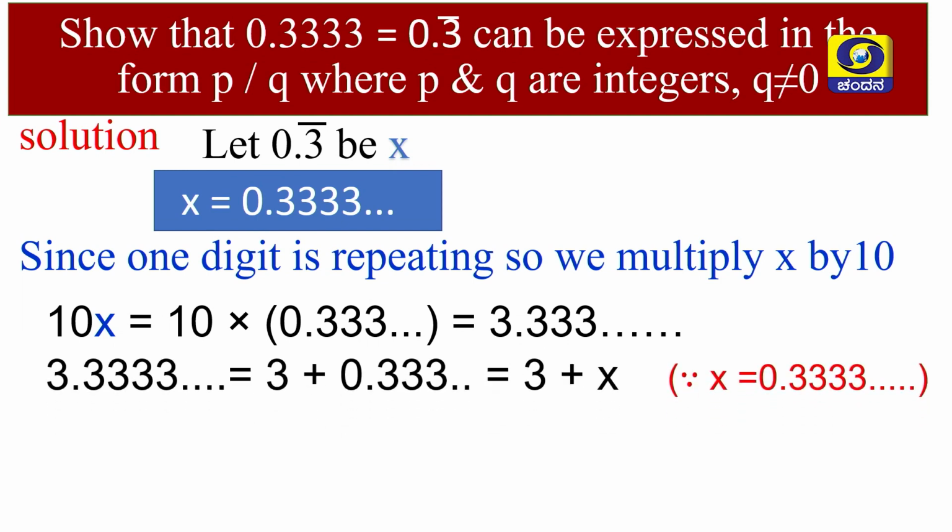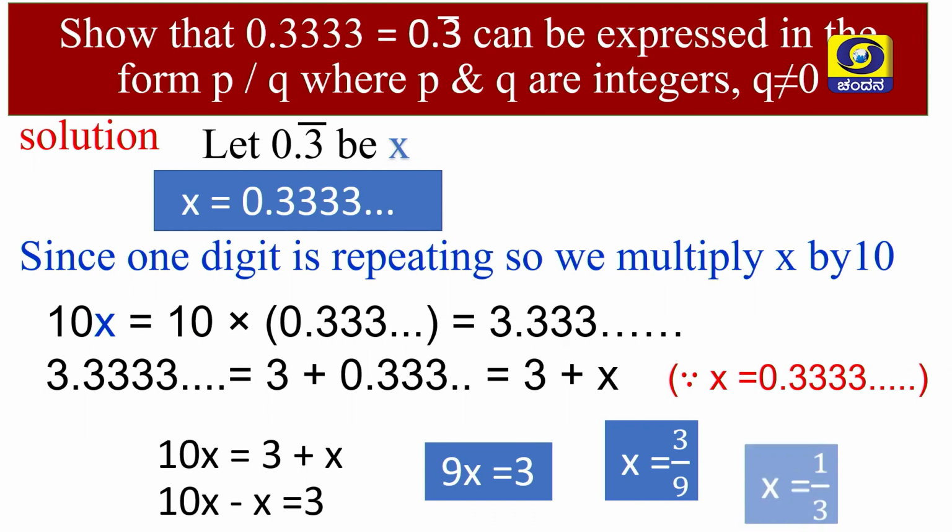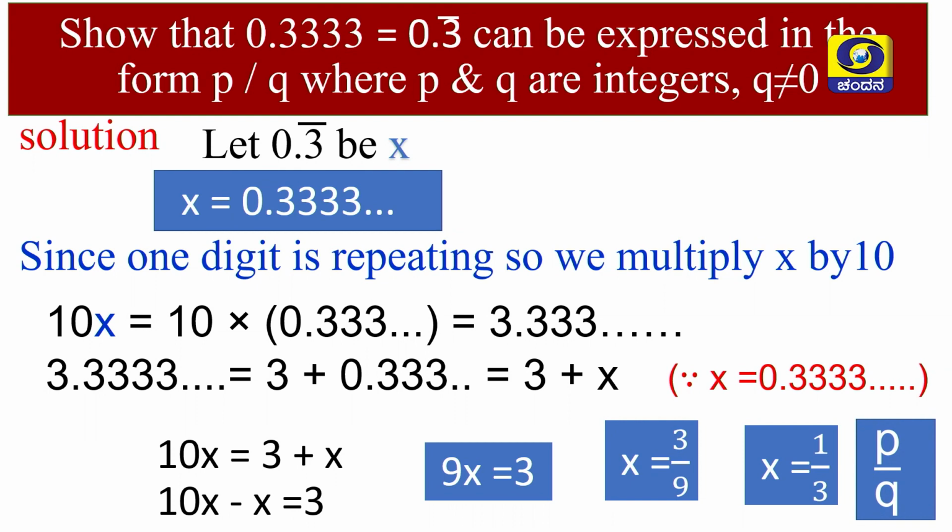Now, 3.333 can be written as 3 plus 0.333. In place of 0.333 you have to write x. So, that is 3 plus x. Now, 10x is equal to 3 plus x. Now, subtract x on both sides, you will get 10x minus x is equal to 3. 10x minus x is 9x is equal to 3, divide both sides by 9, we will get x is equal to 3 by 9. If you simplify, we will get x is equal to 1 by 3. This is in the form of p by q, my dear students.